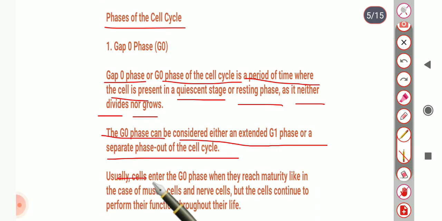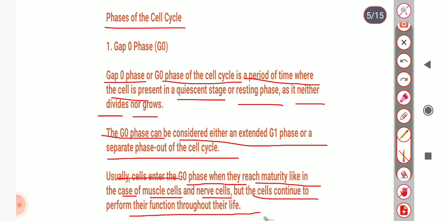And usually a cell enters the G0 phase when it reaches maturity, like the case of muscle cells and nerve cells. When the G0 phase occurs, the cell is mature, like muscle cells and nerve cells, but the cell continues to perform its function throughout its life.